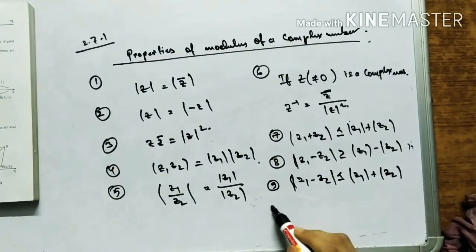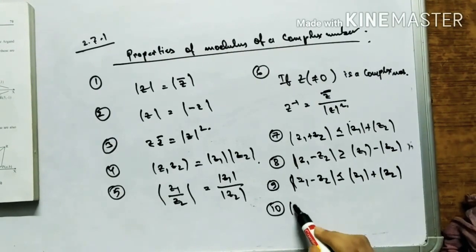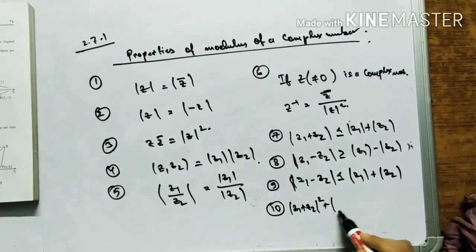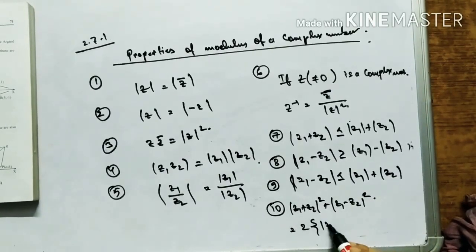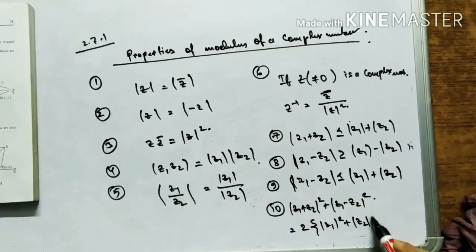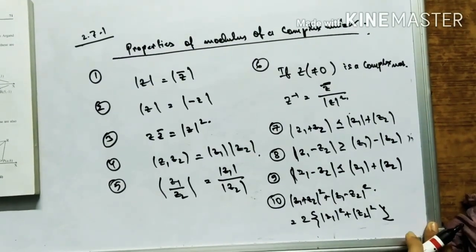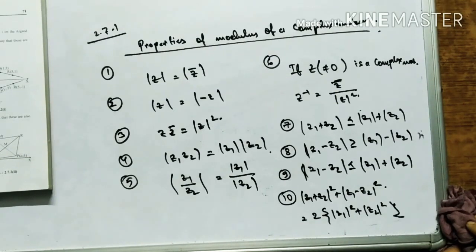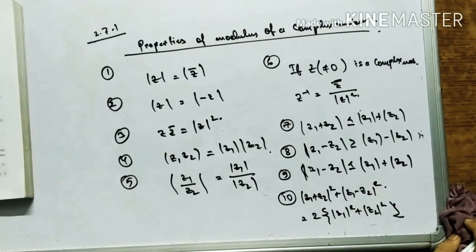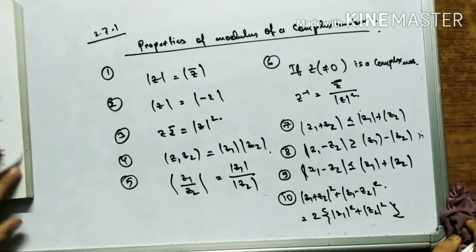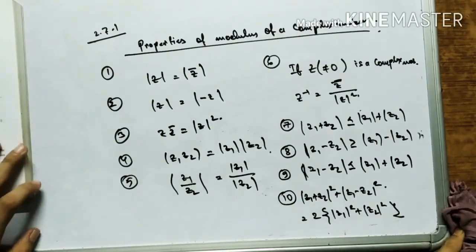And then property number 10: modulus z1 plus z2 the whole square plus modulus z1 minus z2 the whole square is equal to twice modulus z1 square plus modulus z2 square. So these are some of the properties of modulus of a complex number. Next I will go to exercise 2.3.